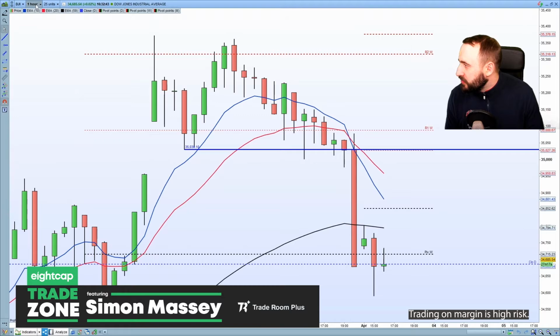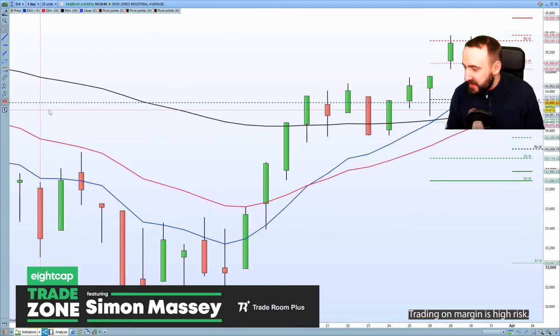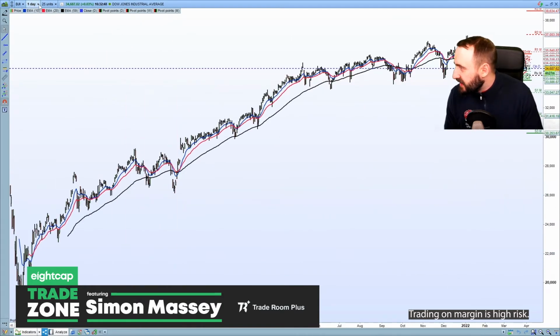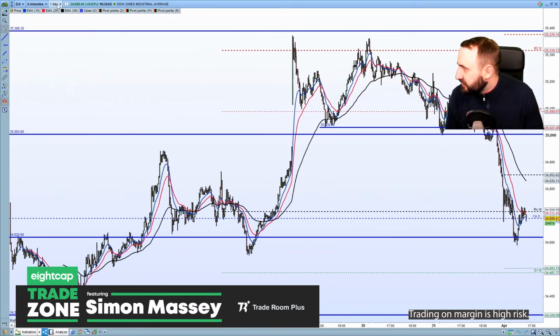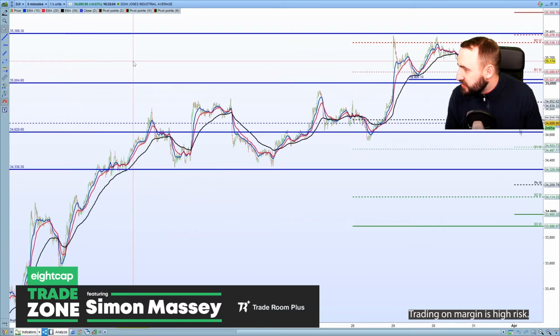Moving over to the Dow Jones Industrial Average, the US 30. Again, let's get that longer term sense of perspective on those daily time frames. Just get enough data, one moment. 1,000 should very much do it.